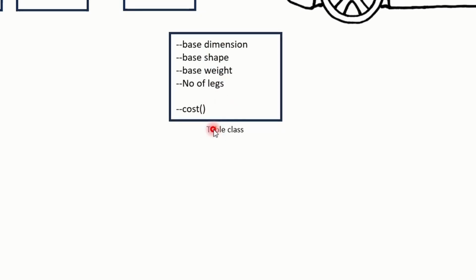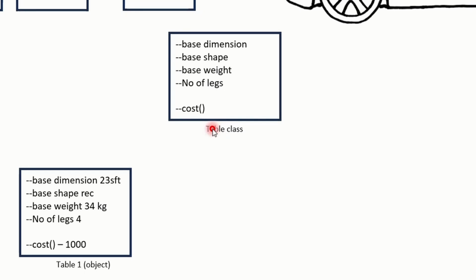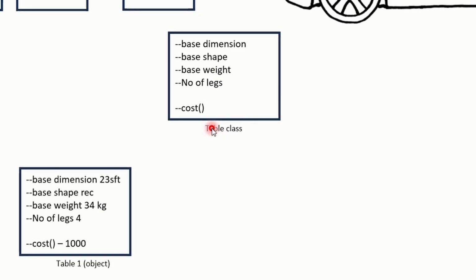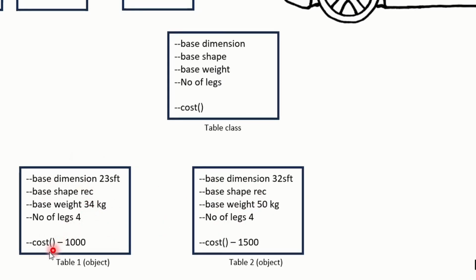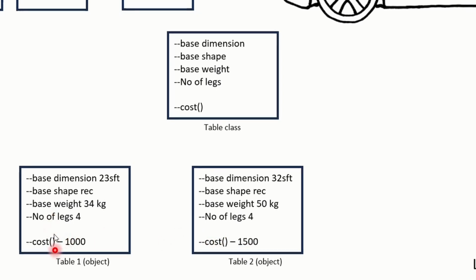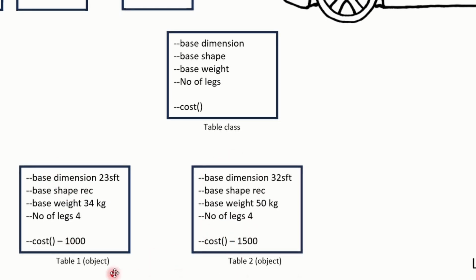Consider the first time one user comes and tries to purchase a table, then obviously one object will be created. That's table 1 object. Next time, if the next user comes, or the same user tries to purchase a new table, then the new table will have a separate object. That's table 2. The requirement is different, so the properties are different for object 1 and object 2, and the result of this member function is also different. Why? Because this object will use its property to calculate the cost.